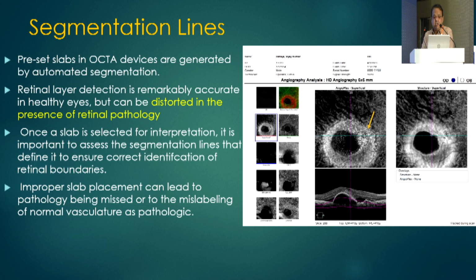Segmentation lines, we have talked about before also. Preset slabs in OCTA devices are generated by automated segmentation. Many times, because of pigment epithelial detachments, you are not able to detect where the lesion is. So you can see here, we are scanning the superficial layer, but I have done a manual segmentation. I have brought it down; you have to right click here and roll your mouse, and this segmentation line comes here.